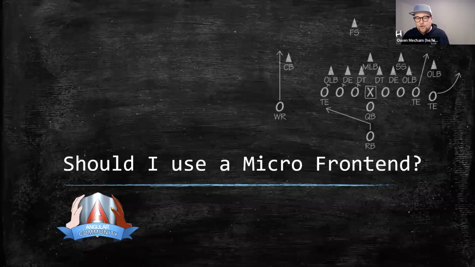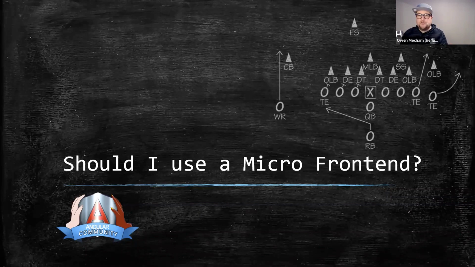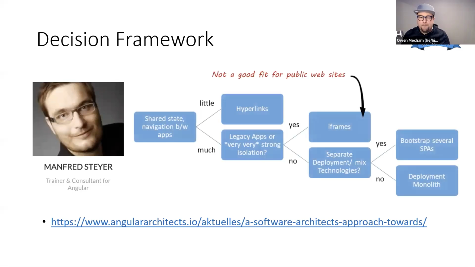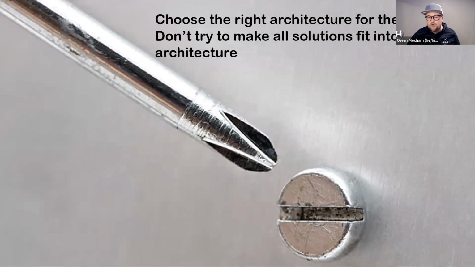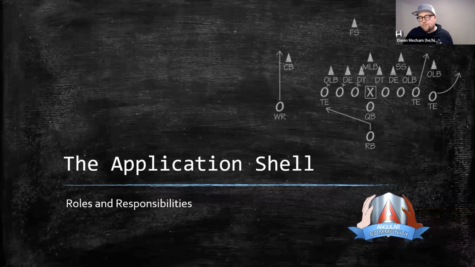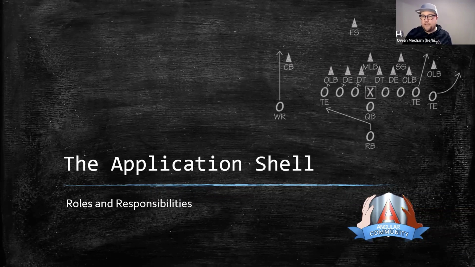This is just a real quick one. Always ask, should you use a micro front-end architecture? There's a great article from Manfred on his blog that talks through this decision tree. Check it out, because it's not always the right tool, right? So just make sure that you're choosing the right architecture for your solution, and don't try to make everything fit into the same architecture.